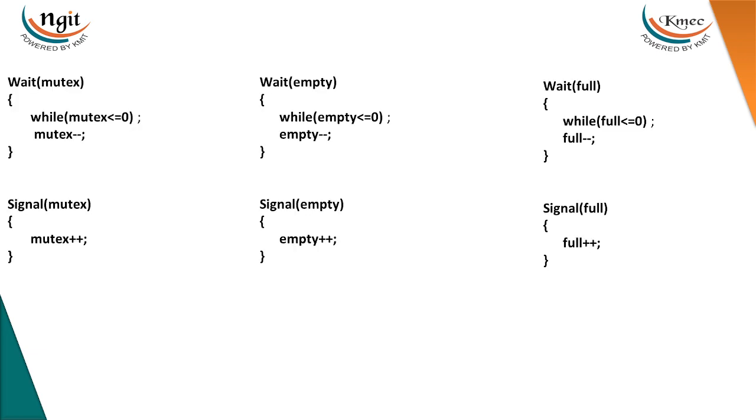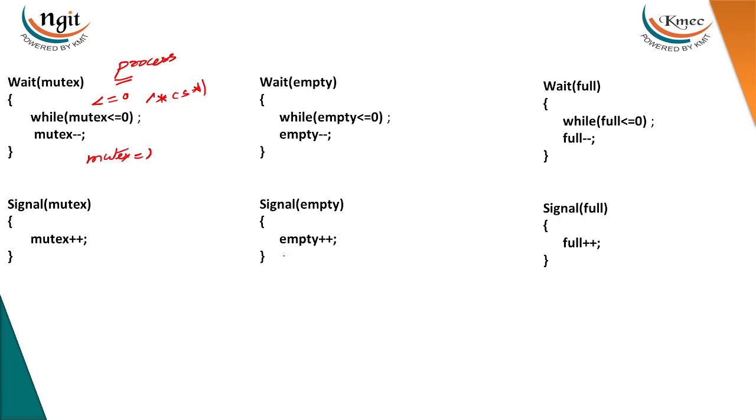These are the implementations of wait and signal on mutex, empty and full. All are almost the same. Whenever the mutex value is less than or equal to 0, the process will be blocked and doesn't execute the critical section. The process will only execute the critical section when the mutex value is equal to 1.